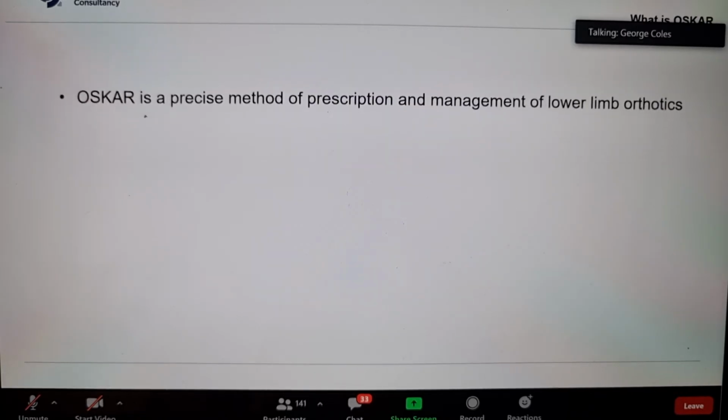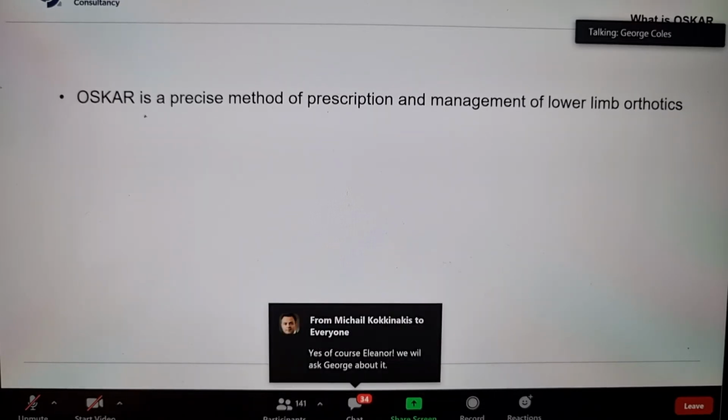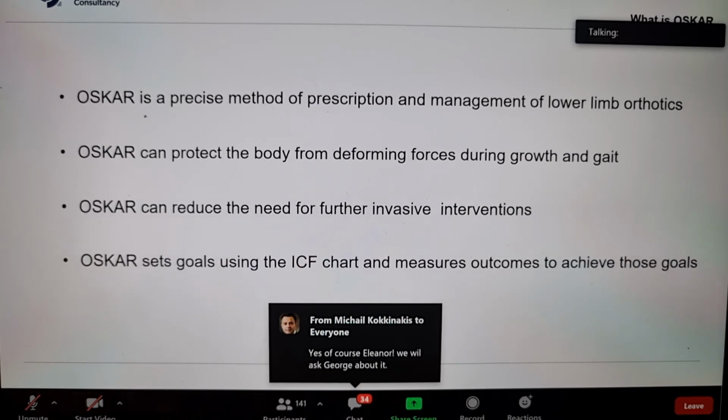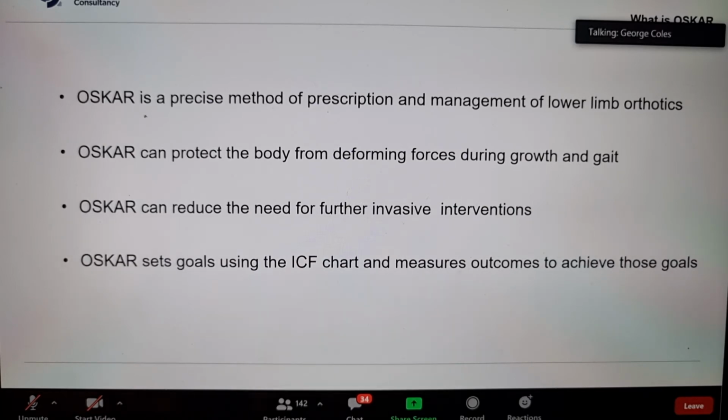So what is OSCAR? OSCAR is just the term that we use, but basically we're thinking about it less in terms of joints and joint deformities, and more in terms of the kinematics of the lower limbs and how we would adjust those. So just some very general things. This is less about OSCAR and more just about orthotics in general. OSCAR is just a technique that we use.